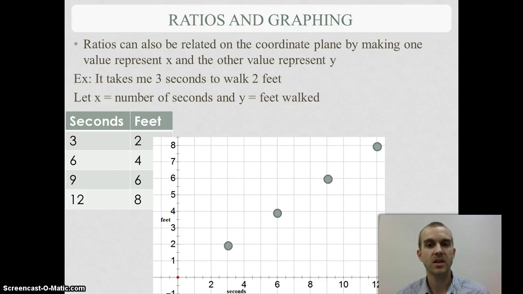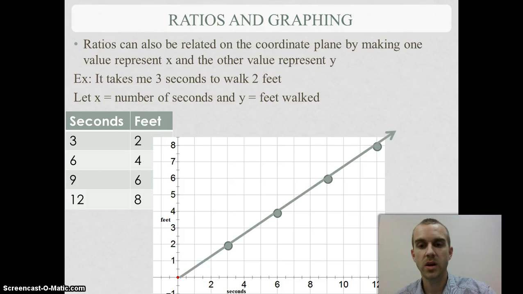And what I can do then is draw the line through there and say that any other point that follows this same ratio will fall on this line. And that can also give me some of my fractional ratios that are possible as well.